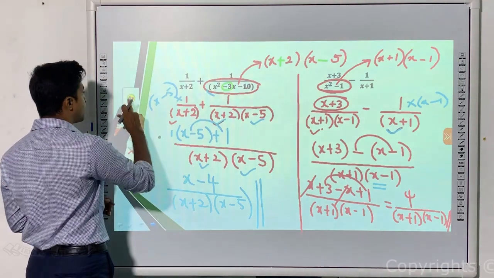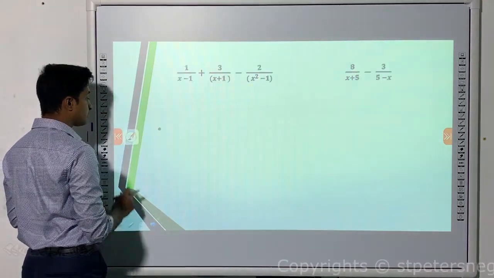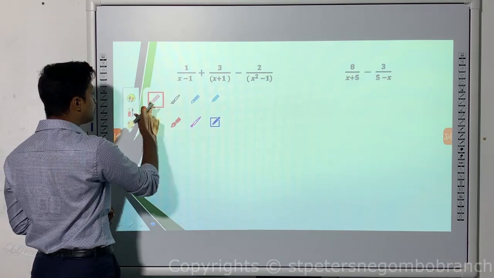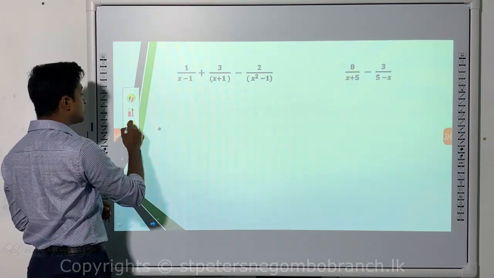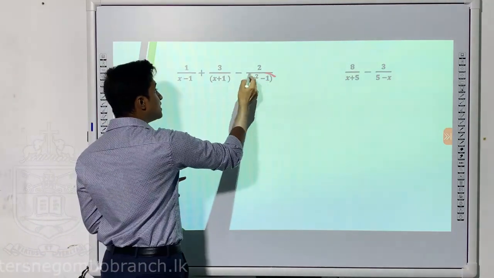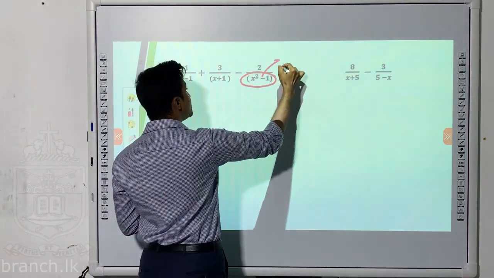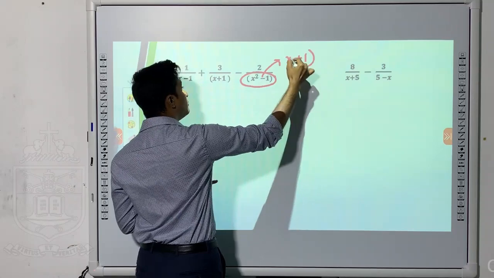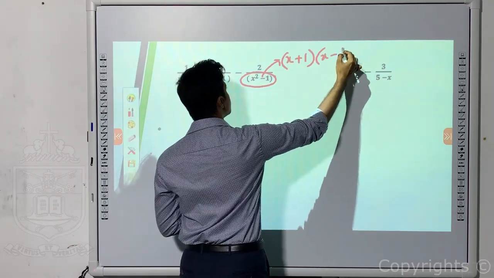Right, we are moving to the last part. In this section, I am not going to explain this question because you have already learned a question like that. A small thing I want to remind you: here you can break this into factors, as x plus 1, x minus 1.